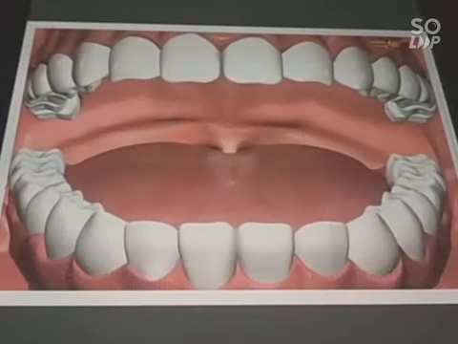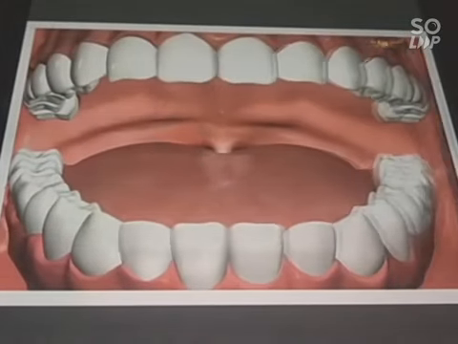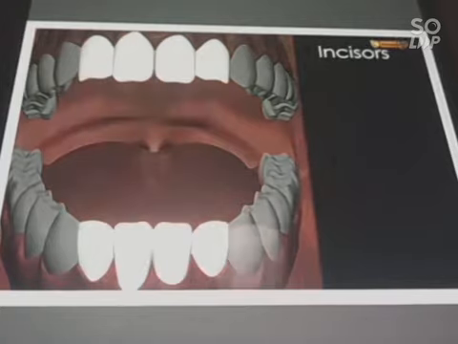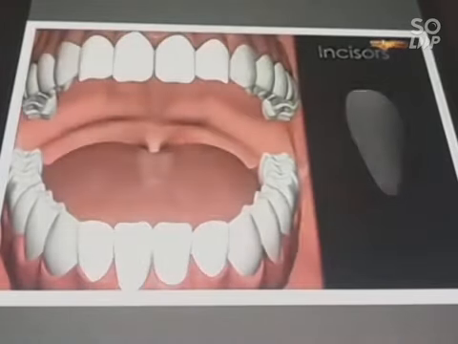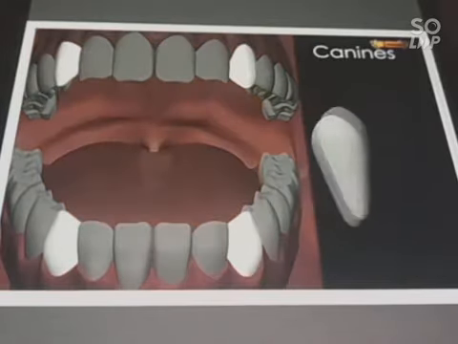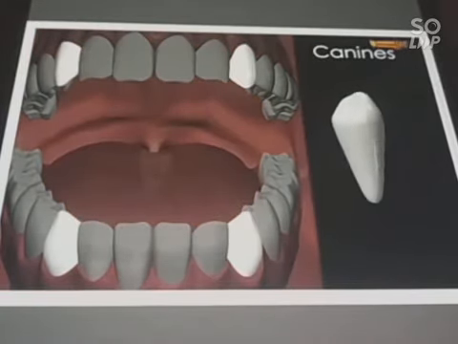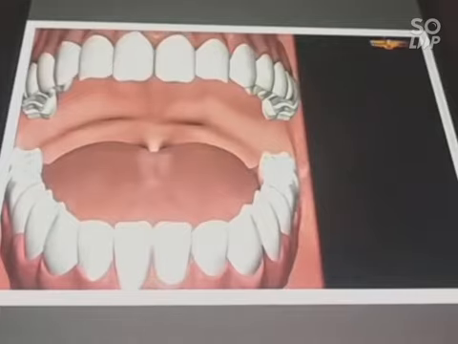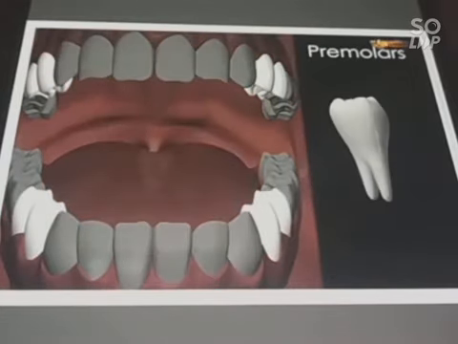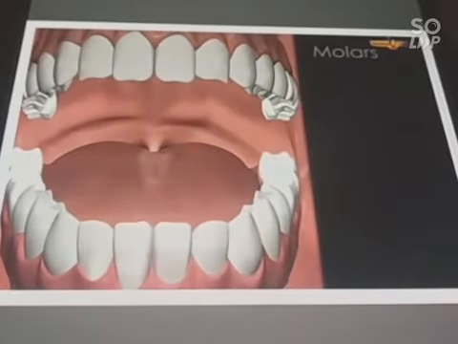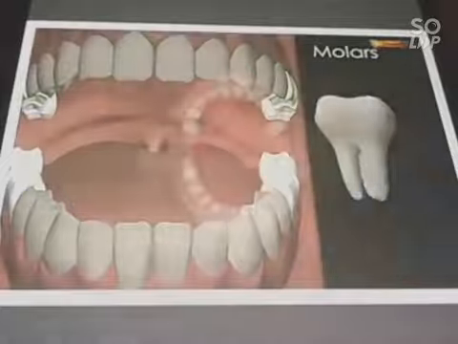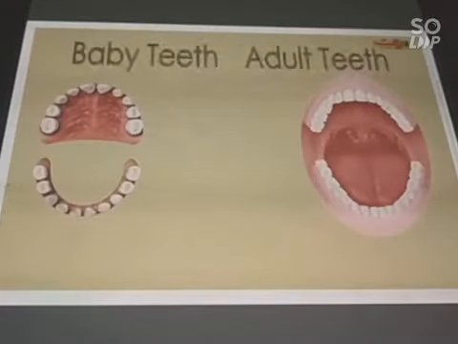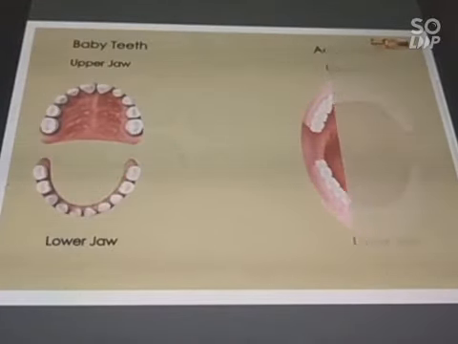Permanent teeth are of four different types. These are incisors, canines, premolars, and molars. Hence, heterodont dentition is found in human beings.